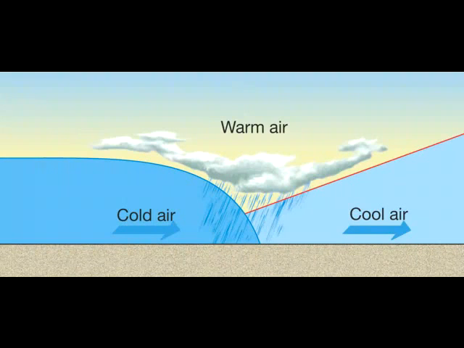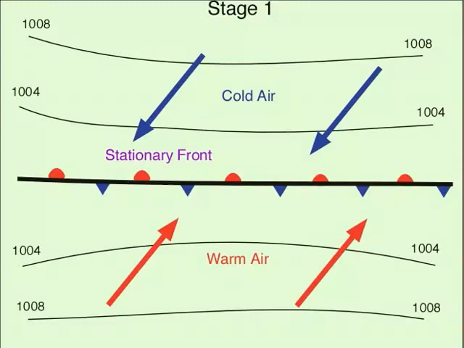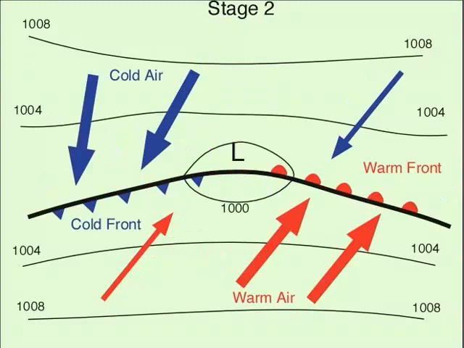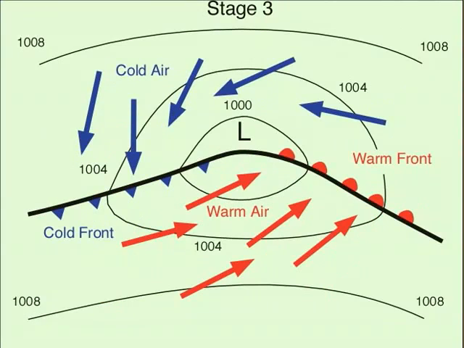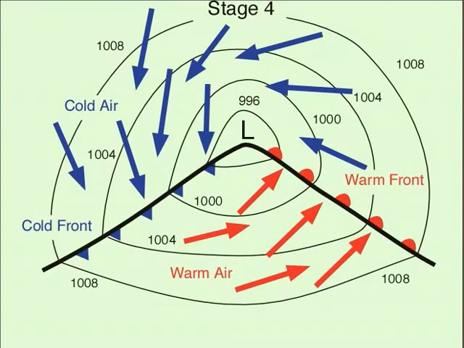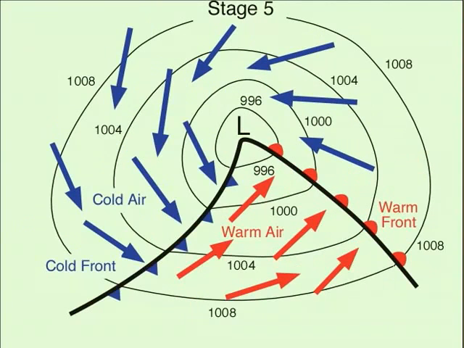An occluded front occurs when the cold front catches up to the warm front and the warm sector is lifted off the surface. As we will see, an occluded front often marks the end of the life cycle of a mid-latitude cyclone. A mid-latitude cyclone results from two conflicting air masses which meet along a front. It experiences a very characteristic life cycle.